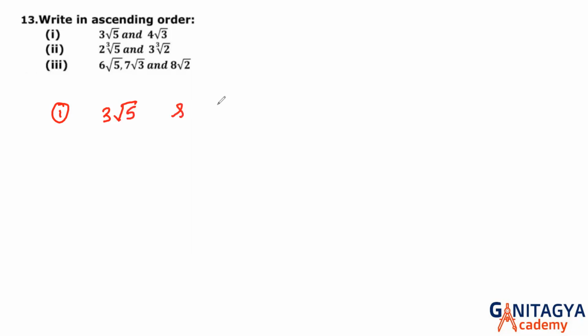Let me start today's topic. So we were studying rational and irrational numbers. So today's first question is okay. Let me write the first question. Please keep your notebook and pen ready so that we can solve together. See, write in ascending order. First is 3 under root 5 and another is 4 under root 3.